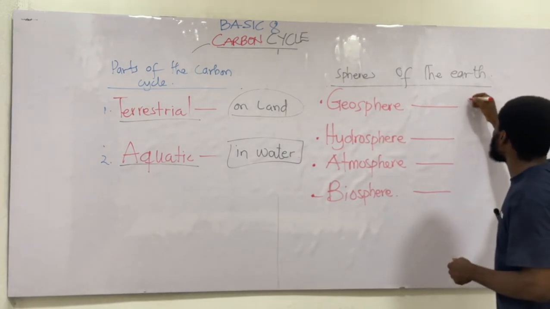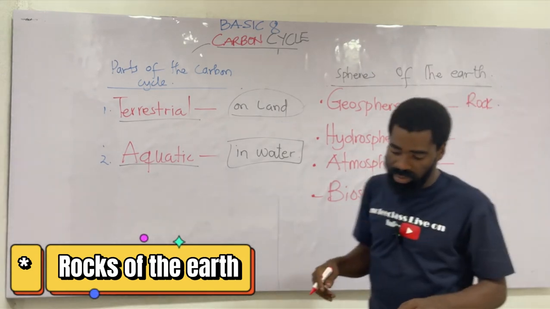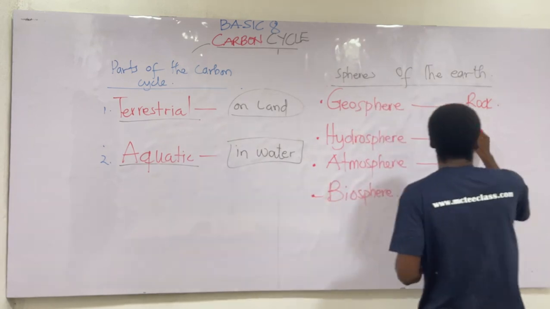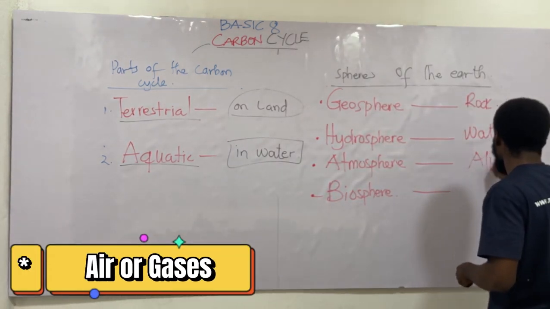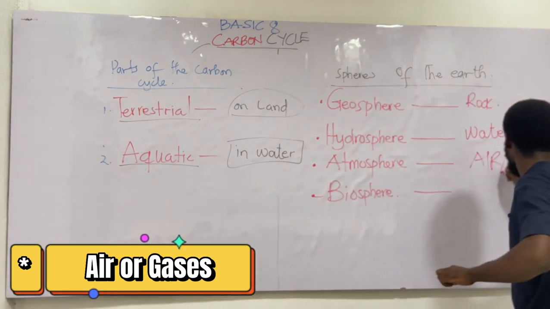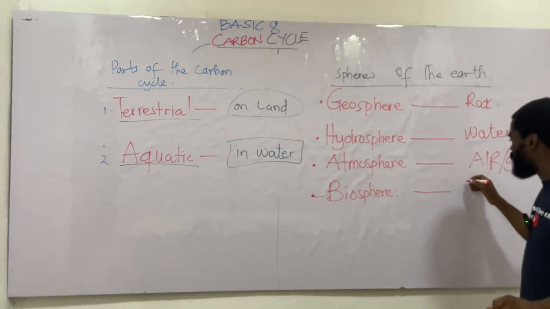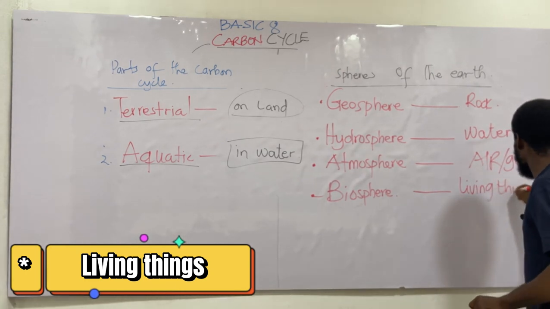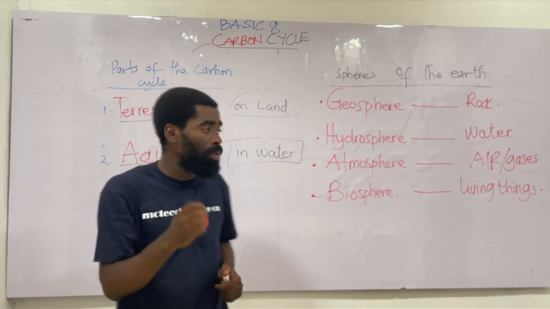Now, geo simply means what? The Earth. So the rocks of the Earth are referred to as the geosphere. Then the hydrosphere refers to what? Water. Then the atmosphere, of course, the air. The atmosphere is the air or the gases that surround the Earth. Then this refers to the living things on Earth. So these are the four spheres of the Earth.